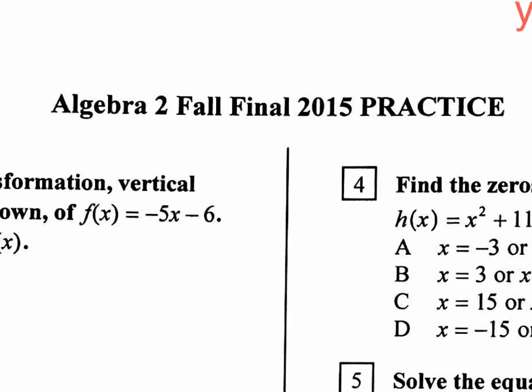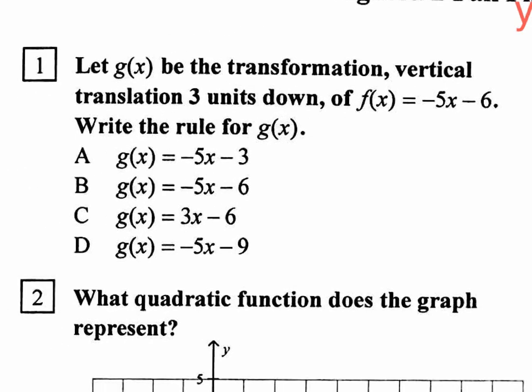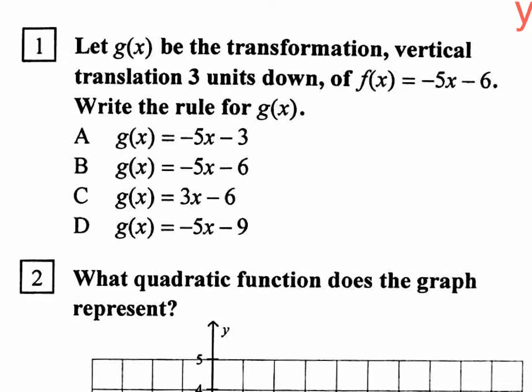This is the fall final practice review number 1, video 1. We're going to start with number 1. Number 1 says, let g of x be the transformation, translation 3 units down of f of x.